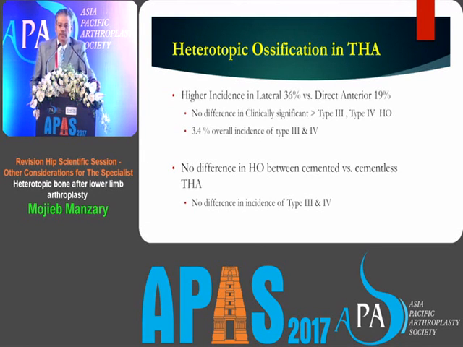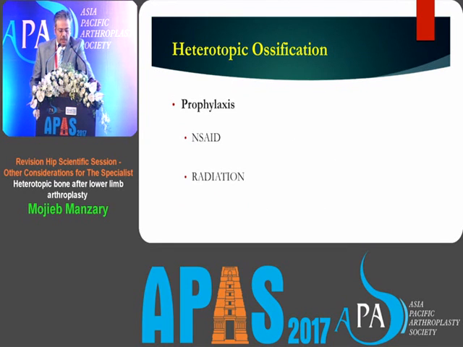In terms of total hip arthroplasty, although it has been shown that the lateral approach has a higher incidence, the clinically significant ones, which are type 3 and 4, are not significantly different between both approaches, and the overall incidence is very low, 3.4%. Whether you use a cemented or cementless total hip arthroplasty, the incidence of HO does not differ.